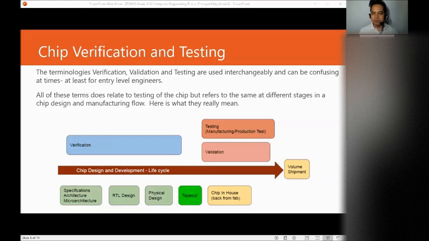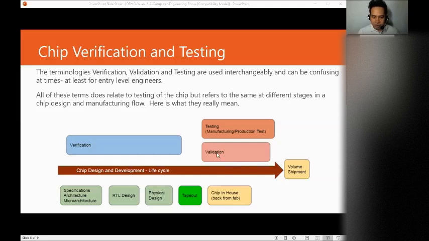Okay. So again, for the verification, this happens along with the development of the design and can start from the time the design architecture, the microarchitecture definitions, happens. The main goal of the verification is to ensure functional correctness of the design before the tape out. Okay. That's the main goal of verification.